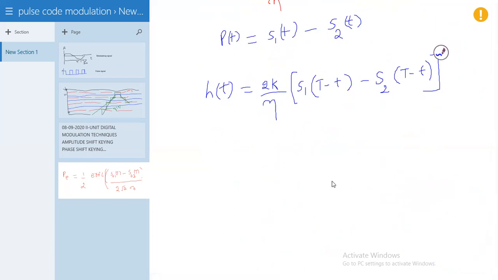Now calculate the probability of error of the matched filter.